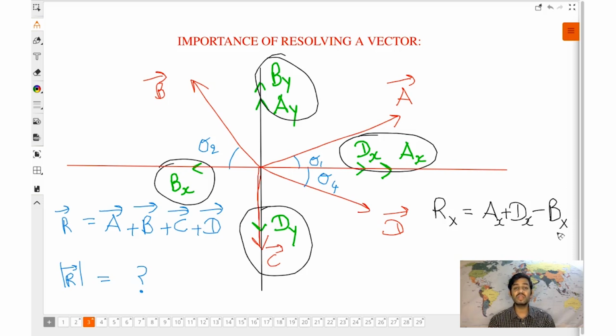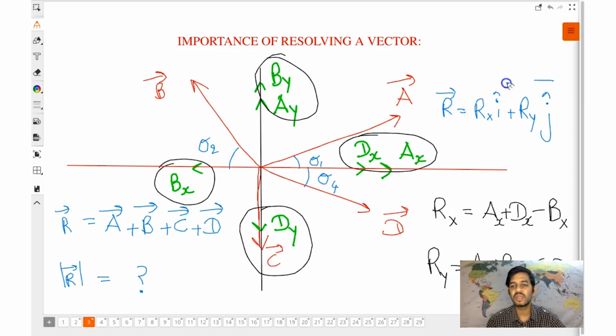वेक्टर्स की प्रॉब्लम क्या होती थी? अलग अलग एंगल्स पे होते थे तो ऐड नहीं कर पाते थे. अब तो सेम डायरेक्शन. Similarly, ry can be written as ay plus by minus c minus dy. And once you find rx and ry, the final r vector, what will you write as? Let me write it here. rx i cap plus ry j cap.